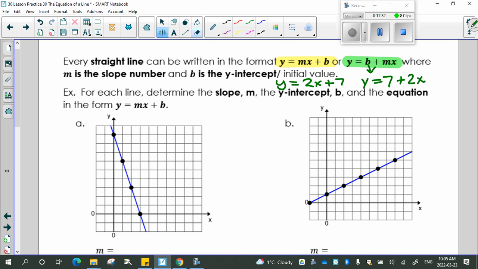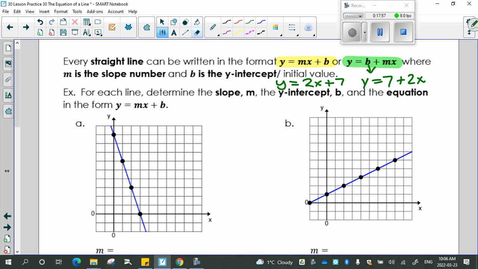So you have to get used to seeing them both ways. The number in front of the x is always the slope. And the number by itself is always the y-intercept. The number in front of the x is always the slope number. The number by itself is always the y-intercept number. All right, so for each line, determine the slope, the y-intercept, and the equation.